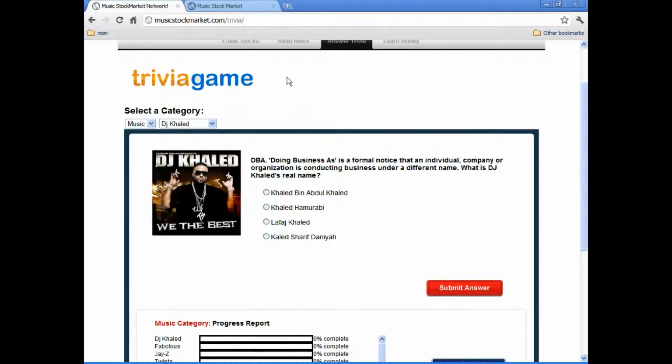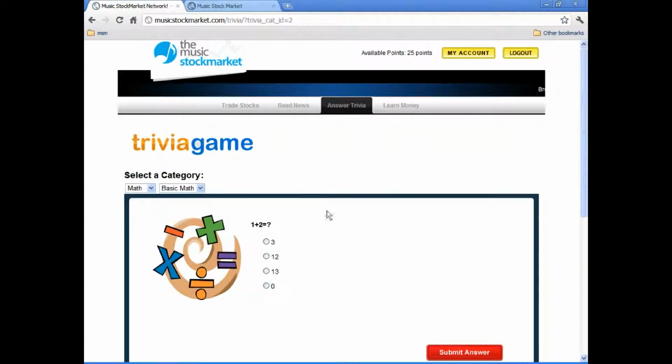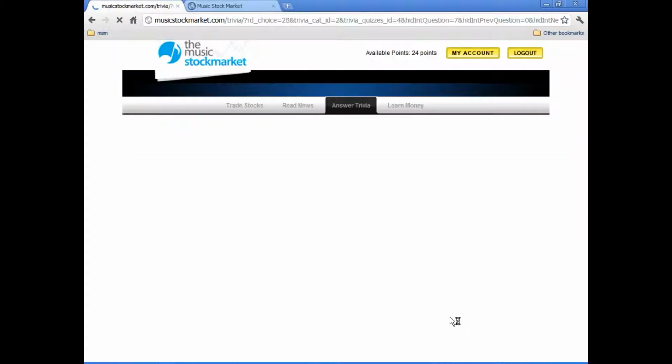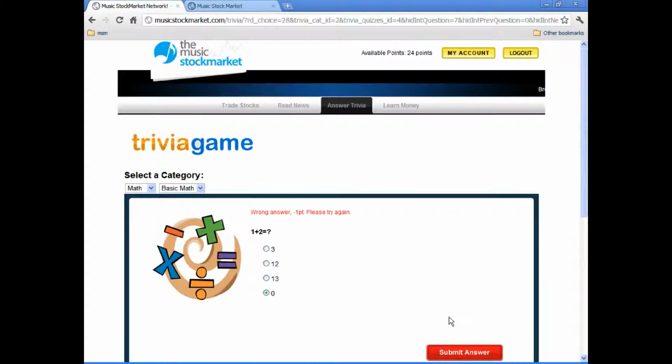So let's do an example here. I'm going to select the math category, and then within this math category, we'll do basic math. Then we'll see our question. Our first question will pop up here. What is 1 plus 2? Brain buster. For the sake of illustrating a point here, I'm going to answer it incorrectly.